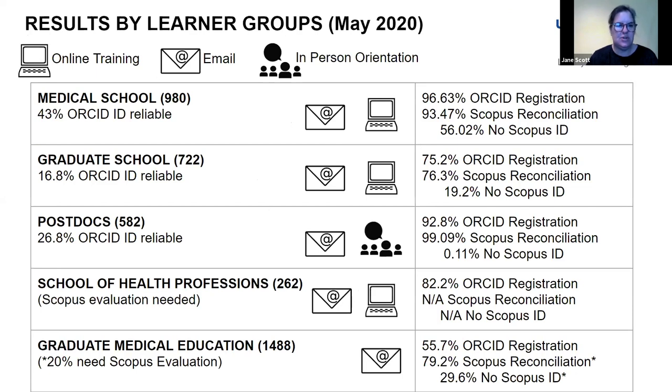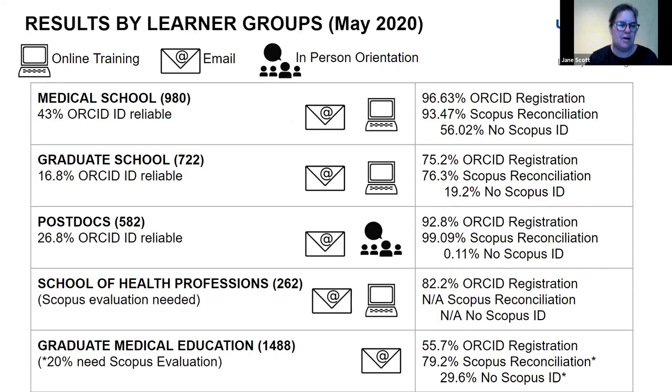So here's the results by the learner group that we've had. I've put a little notation of what kind of outreach we did to that. The medical school was our first group, because they were about to lose their MS4s to graduation. That was a year ago. And so we did primarily email and then some online training. And we are at 96.63% ORCID registration.